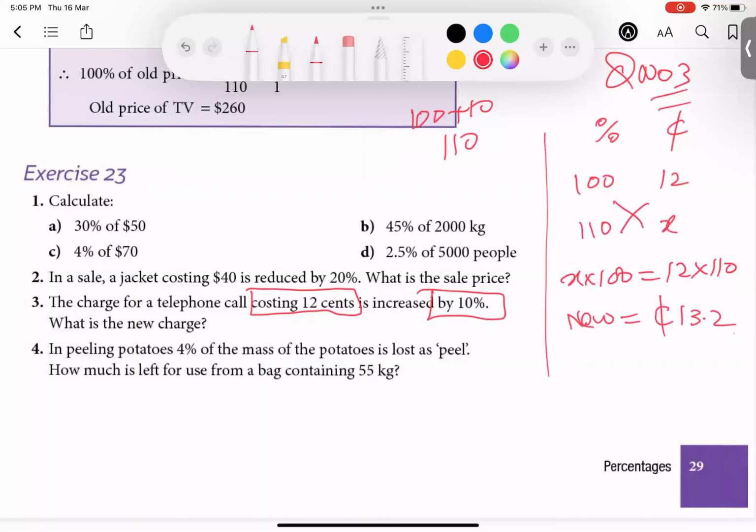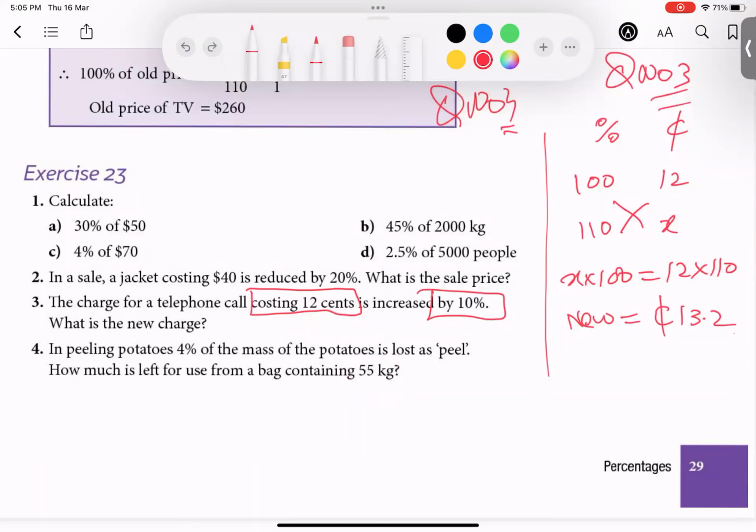Now let's discuss question number 4. Question number 4 says what? When peeling potatoes, 4% of the mass of the potatoes will be lost as peel. Like when you peel, so remove the cover of the potato, it will lose its weight. And how much is left for use of a bag containing 55 kilograms? So how much is left for use after peeling? Containing 55 kilograms means 55 kilograms was the original bag.